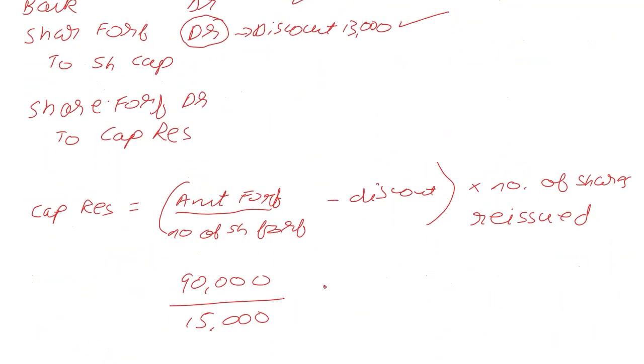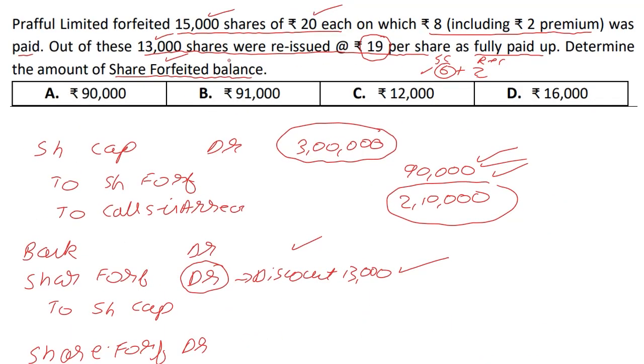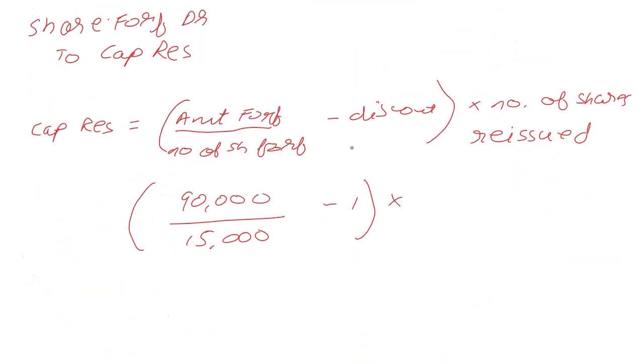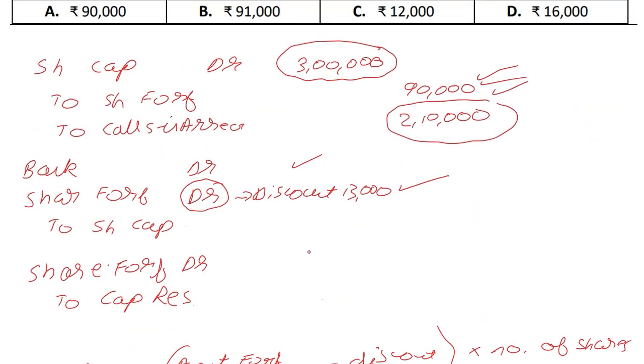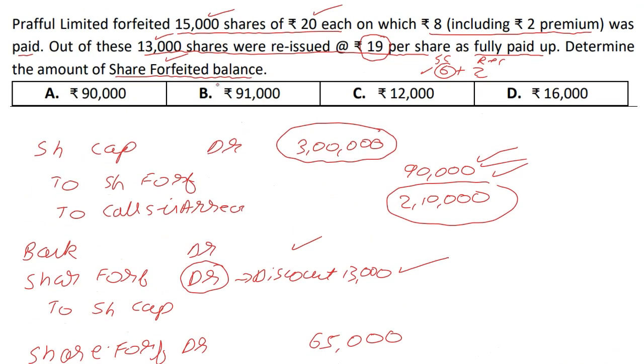So 6 minus the discount, which is 1, into the number of shares that is reissued, and the number of shares reissued is 13,000. So 90,000 upon 15,000 is 6, minus 1 is 5, into 13,000. 5 into 13,000 is going to give us 65,000. Now, this is not the answer, because that is the amount I'm going to write down over here as a debit to the share forfeiture. The question is, what is the amount of share forfeiture balance?